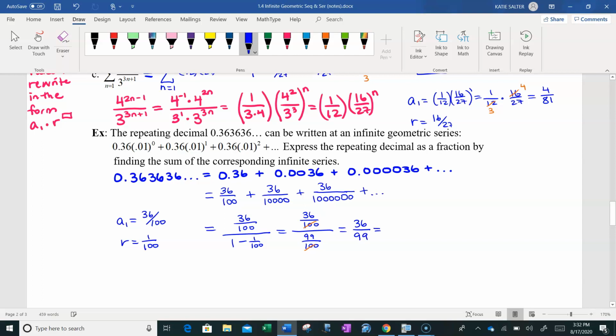And then I would just say, okay, well, what is the largest number that goes into both 36 and 99? And that's 9. So 9 goes into 36 4 times, and 9 goes into 99 11 times. And I promise you, if you went in your calculator right now and you typed in 4 divided by 11, it would give you 0.36 repeating.